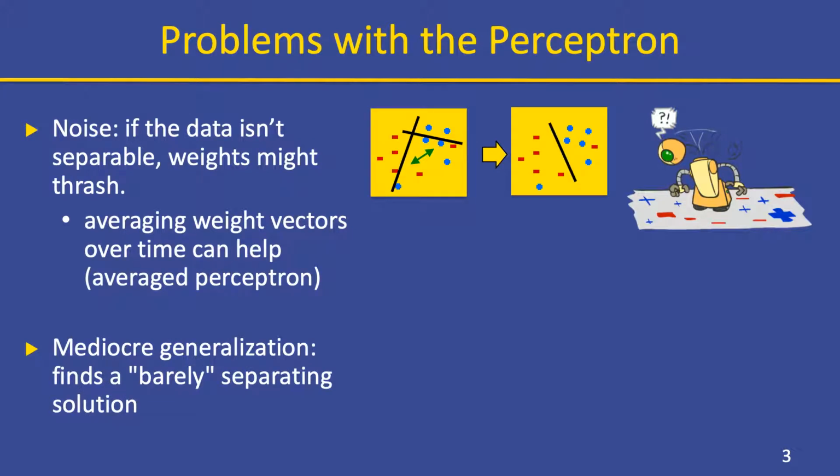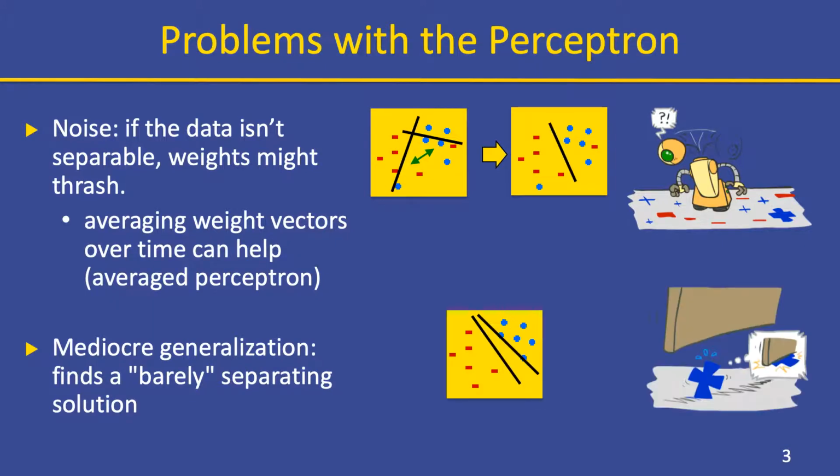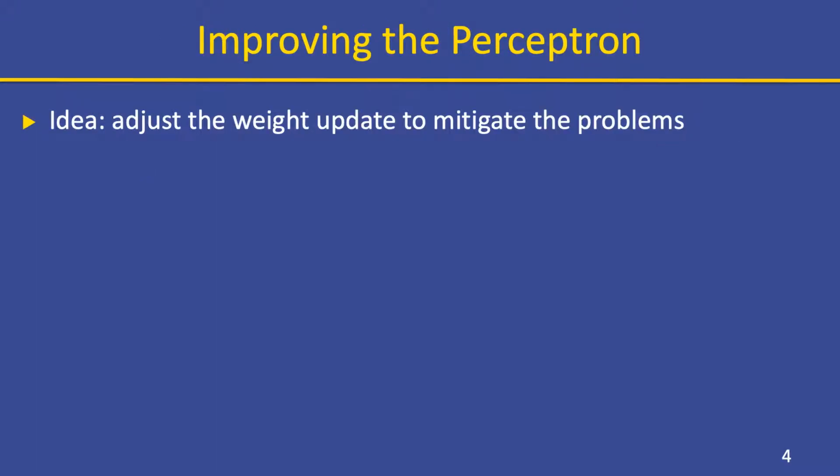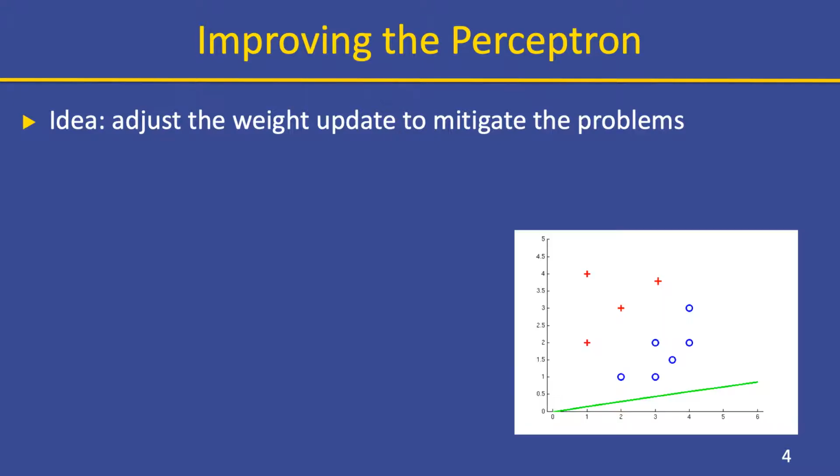Another issue with the perceptron is that some boundaries are clearly better than others. So how do we pick the boundary that gives us a better generalization as opposed to this one here that barely separates the data? So one idea is to adjust the weight update to mitigate these problems.